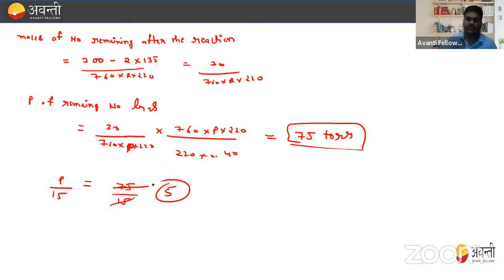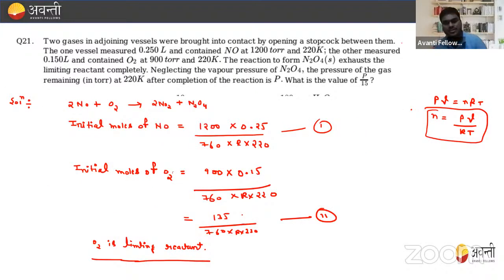So what is the correct answer for this question? That is 5. The value of P by 15 is 5. Right? So I hope you understand this question and how it is solved.